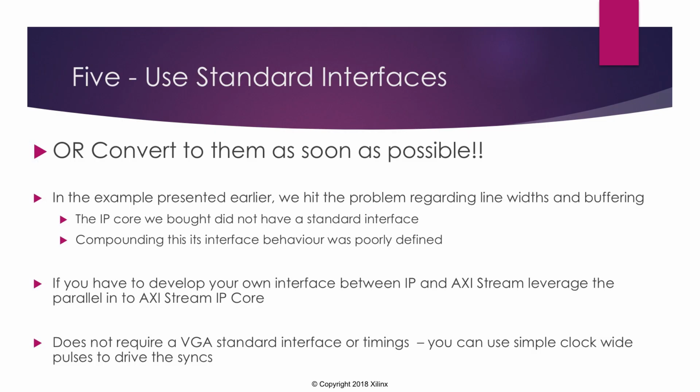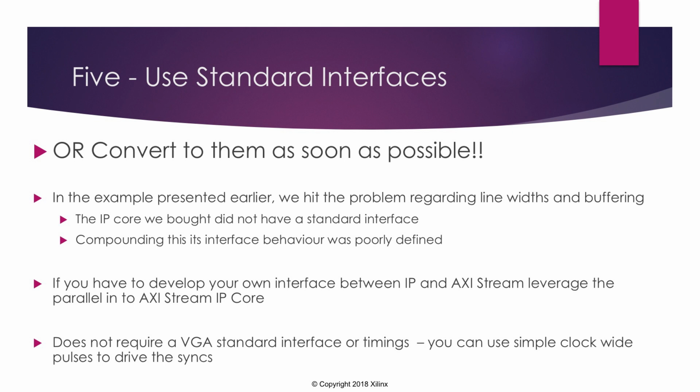So this is another one that previous speakers have touched on as well, which is use standard interfaces or convert to them as soon as possible. If you look at the IP integrator library, it's literally full of cores that are very useful to us to do this, and they all use the AXI streaming interface or an AXI memory map interface. So what we need to do is convert to that as fast as possible. And there are ways that we can do this.